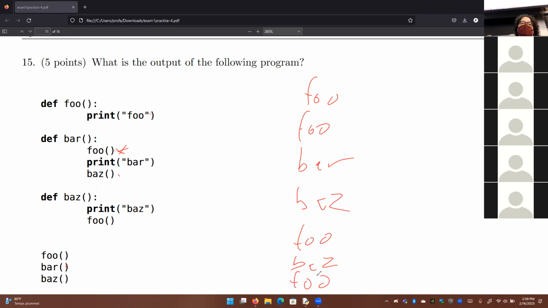Yes. No, because when we have a print statement without anything extra added, it prints what it needs to, like foo, and then it goes on to the next line.